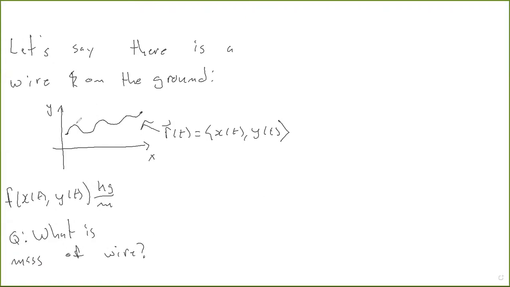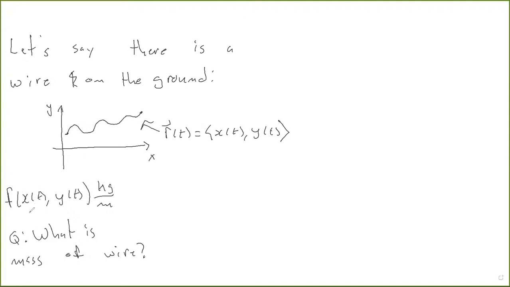Okay, now if the wire had constant density, in other words, if the f function here was always equal to say 17 or something like that, then the mass of the wire would just be 17 times the length of the wire. But we are in a more complicated situation here where the mass density changes as you move along the wire.